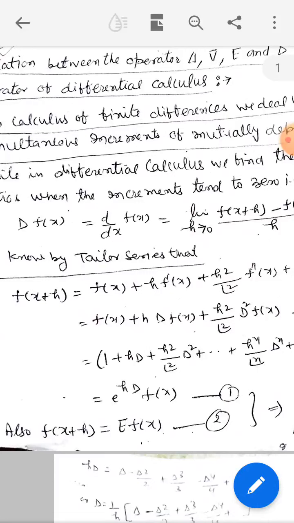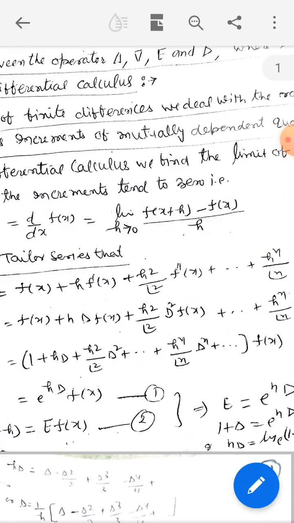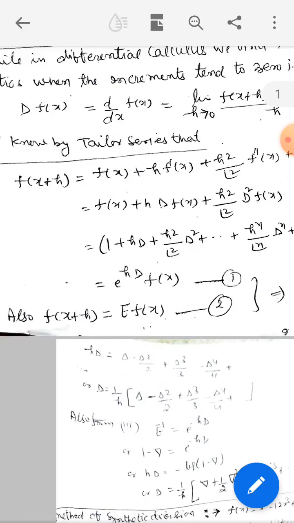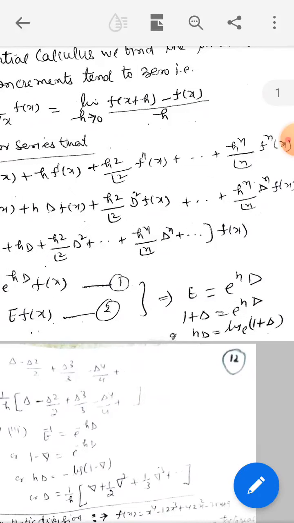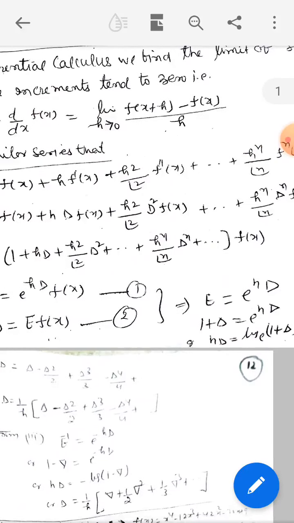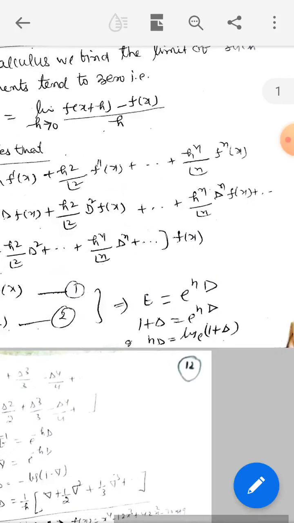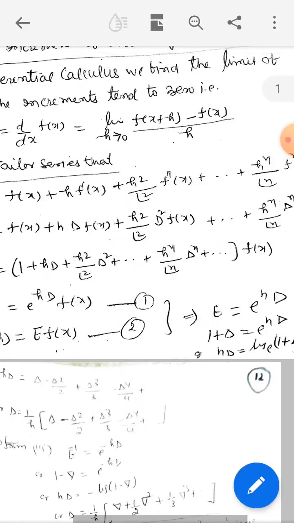It means differentiation of f(x), d by dx of f(x), is equal to the limit as h tends to 0 of (f(x+h) minus f(x)) upon h. From the Taylor series, we know that f(x+h) is equal to f(x) plus h f'(x) plus h square by factorial 2 f''(x) plus up to h to the power n upon factorial n f^n(x). Writing f'(x) as the differentiation of f(x), this is f(x) plus h D f(x) plus h square by factorial 2 D square f(x) plus up to h to the power n upon n D to the power n into f(x).